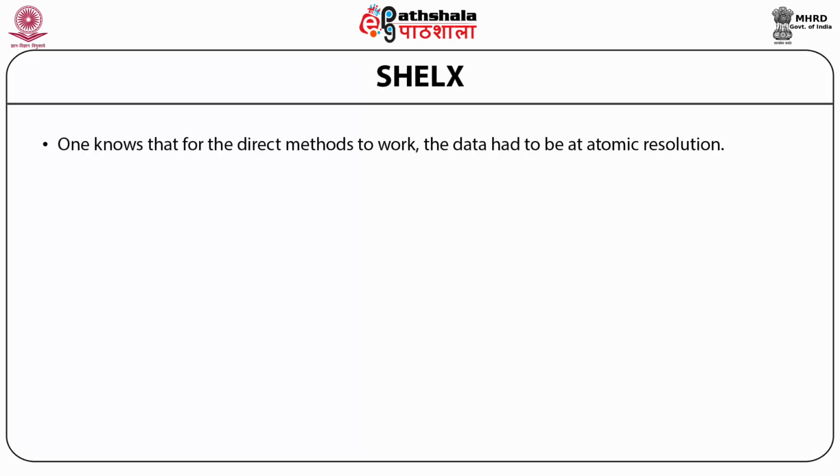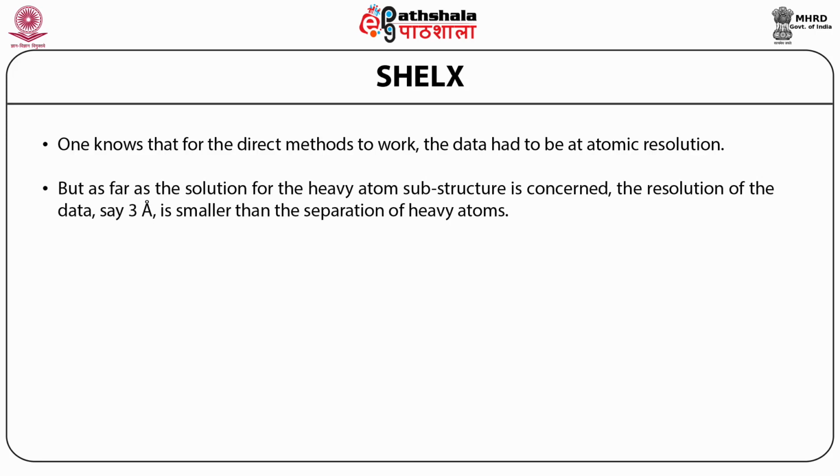One knows that for the direct methods to work, the data had to be at atomic resolution. Only at atomic resolution are the peaks well resolved. There is no overlapping of electron density peaks. But as far as the solution of the heavy atom substructure is concerned, the resolution of the data, say 3 angstrom, is smaller than the separation of heavy atoms. Here, dual space direct methods will be very useful in these situations.